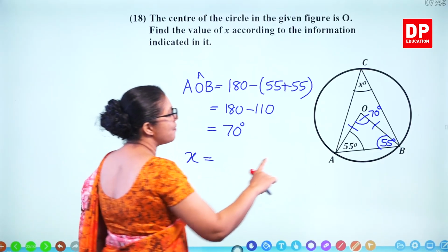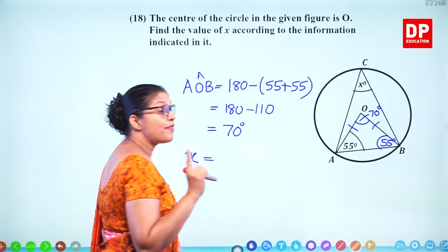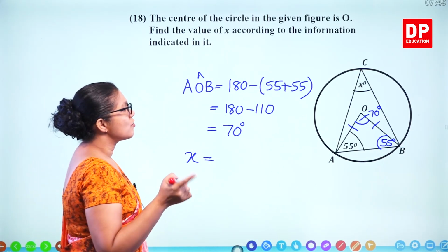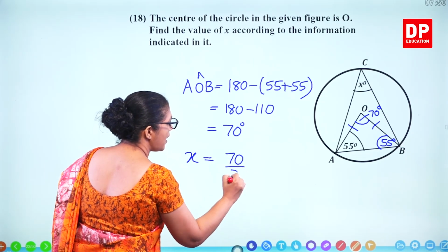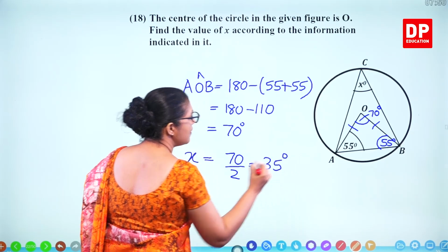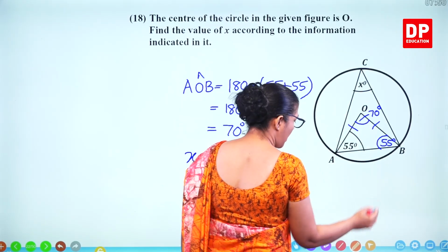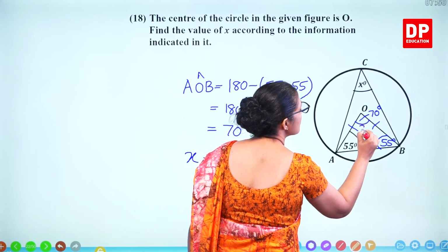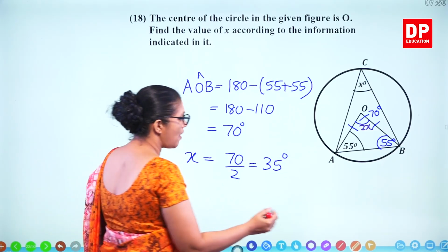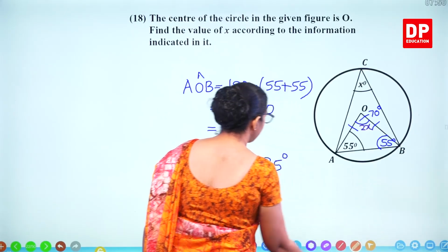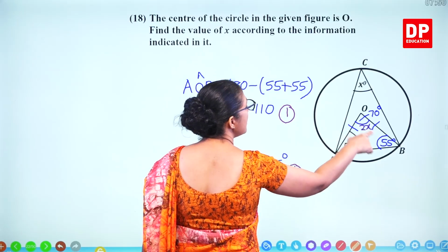Angle subtended at the center is double the angle subtended on the circumference of a circle. So, x becomes half of 70. 70 divided by 2, that's 35 degrees. Remember, if this is x, this becomes 2x. So 2x is 70, x becomes 70 divided by 2. So, 1 mark here and 1 mark to identify this step.